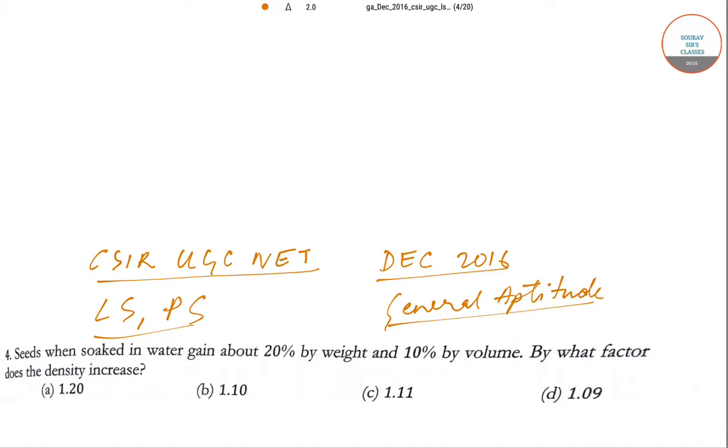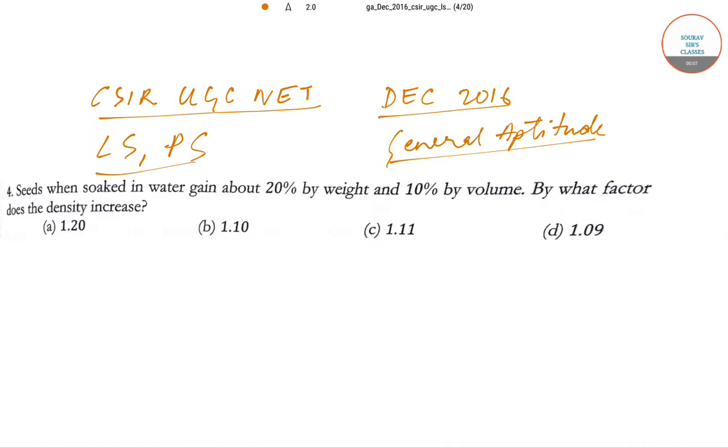Today we will be solving the CSIR UGC NET questions from the December 2016 paper. We will be solving the general aptitude questions from the life sciences and the physical sciences paper. So let us start off with the question.